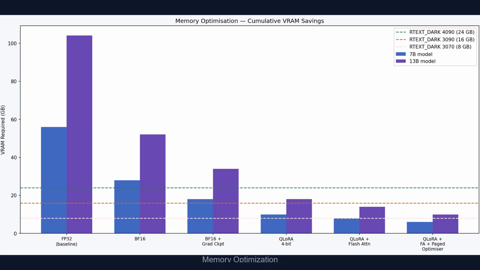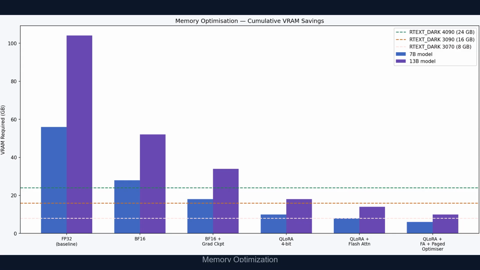This chart shows how memory optimization techniques stack. FP32 is the baseline, the tallest bar representing full memory consumption. Switching to BF16 cuts that roughly in half. Adding gradient checkpointing reduces it further. Combining QLoRA with flash attention and an 8-bit optimizer brings VRAM requirements down to a fraction of the FP32 baseline.